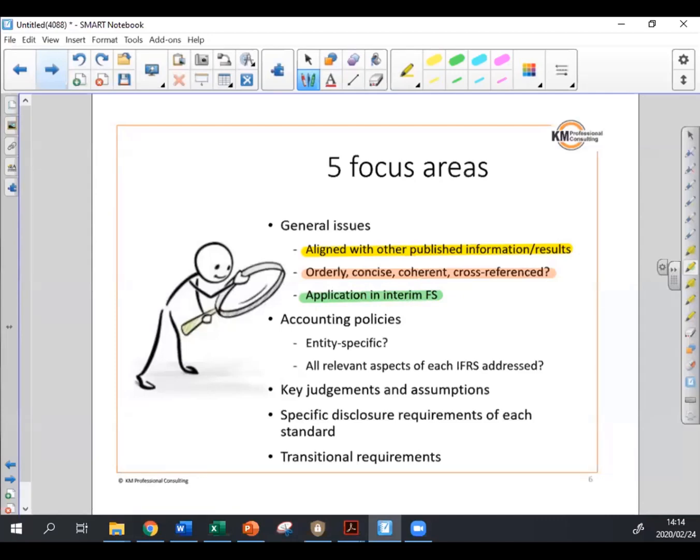And like we saw with IFRS 15, the revenue standard, it caused a change in IAS 34. It required us to present disaggregation of revenue. So that whole note needed to be prepared in your interim. And if it wasn't, that is obviously clear non-compliance. So application in interims is really important to check whether it has been changed from the new standards.